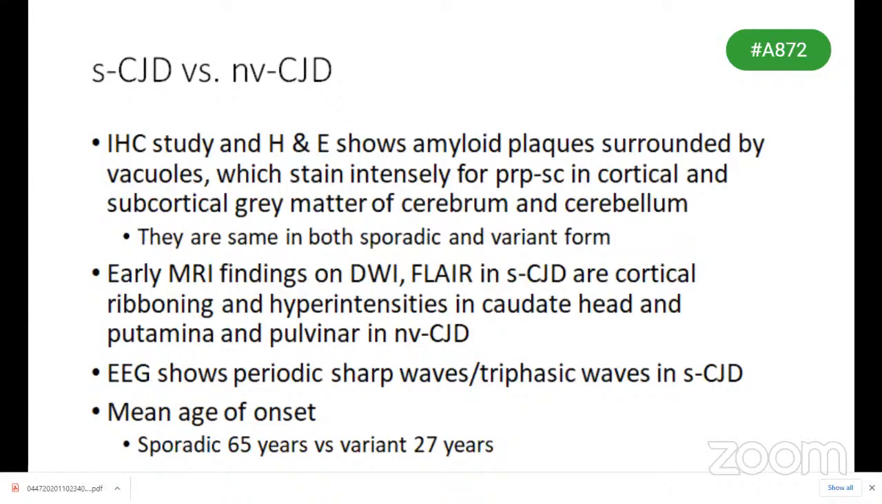MRI abnormalities are different because you will get cortical ribboning as well as hyperintensities in caudate and putamen in the patients of sporadic CJD, while abnormality will be seen in pulvinar in newer variant of CJD. The EEG abnormalities of the periodic sharp waves, triphasic pattern, is typically seen in sporadic CJD, which is not seen in patients of newer variant of CJD. And the age of onset in sporadic is much later, like what we see in our patients, while newer variant usually the presentation is younger. So brain biopsy cannot differentiate, while the other three modalities can differentiate: the MRI, the EEG, as well as the age of onset.